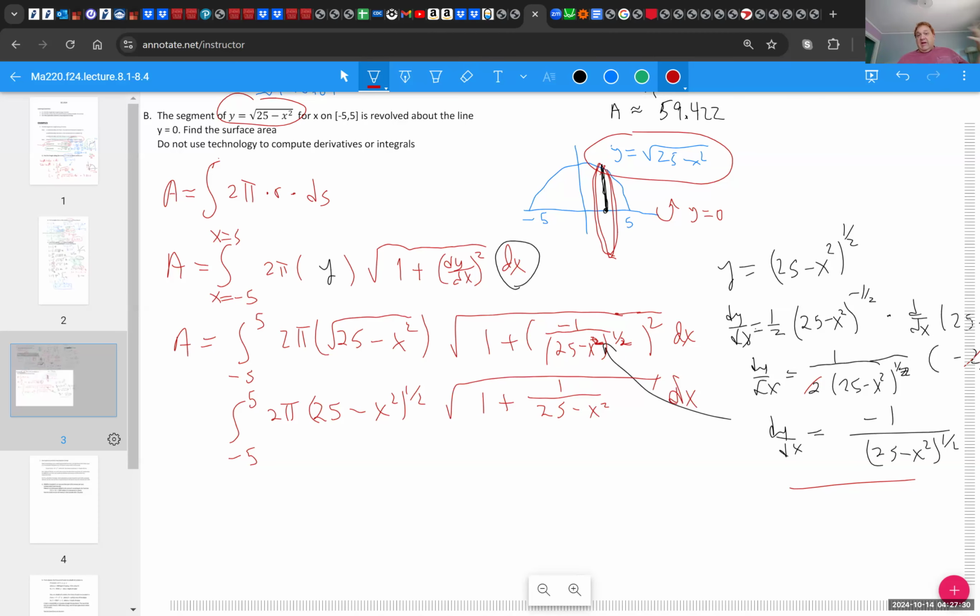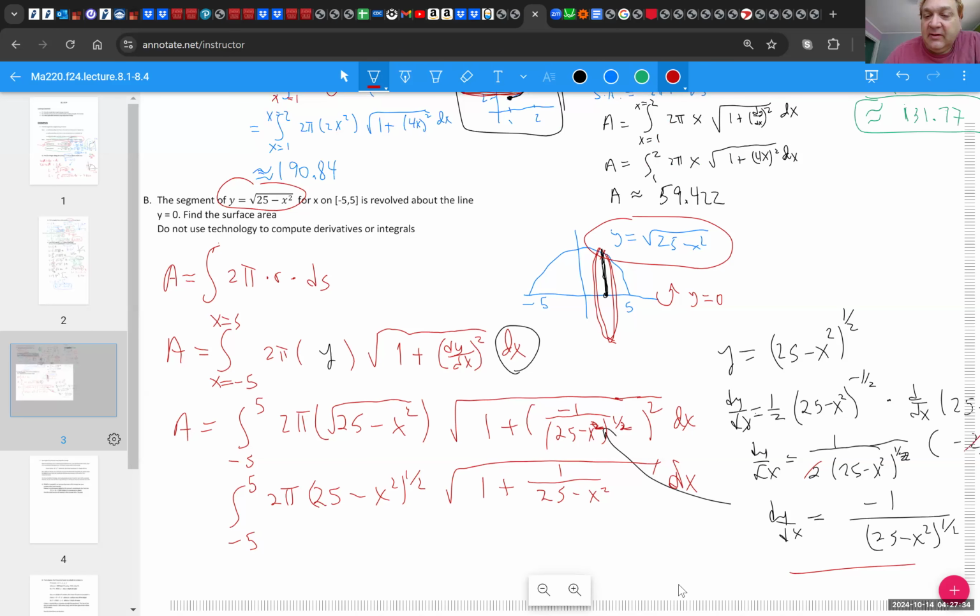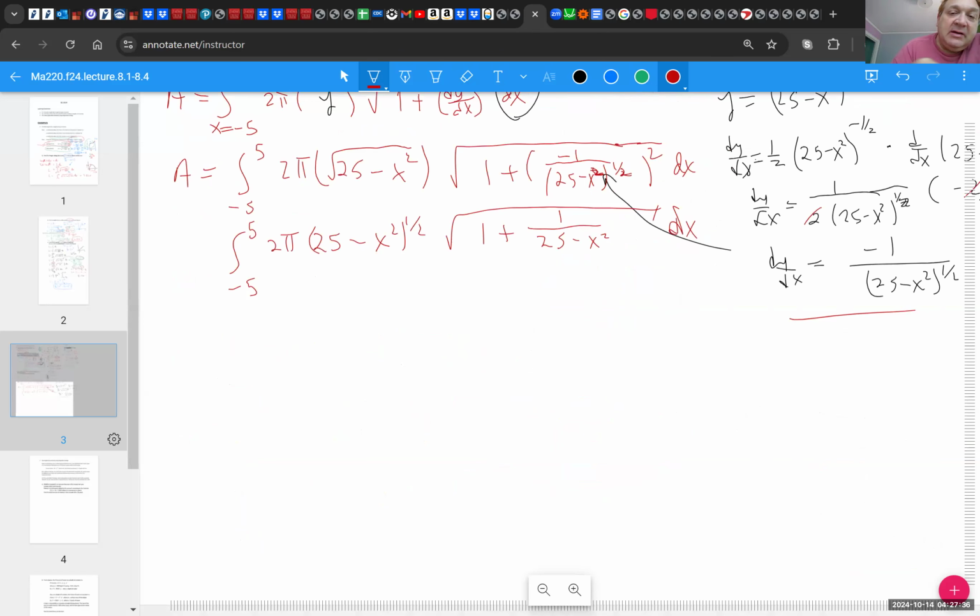All right, still kind of a mess, but I'm just going to keep simplifying until I get a nice thing to anti-differentiate. So from -5 to 5, I guess I can put the 2 pi on the outside, because I don't really care about the 2 pi. Then 25 minus x squared to the 1/2. And then I get the square thing.